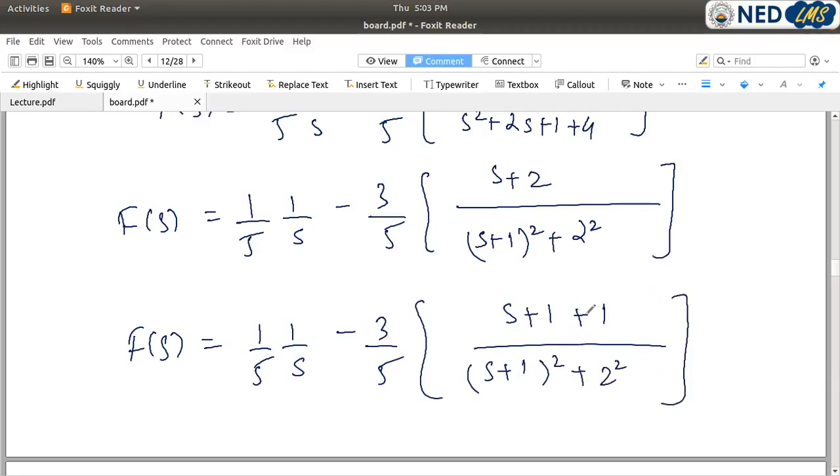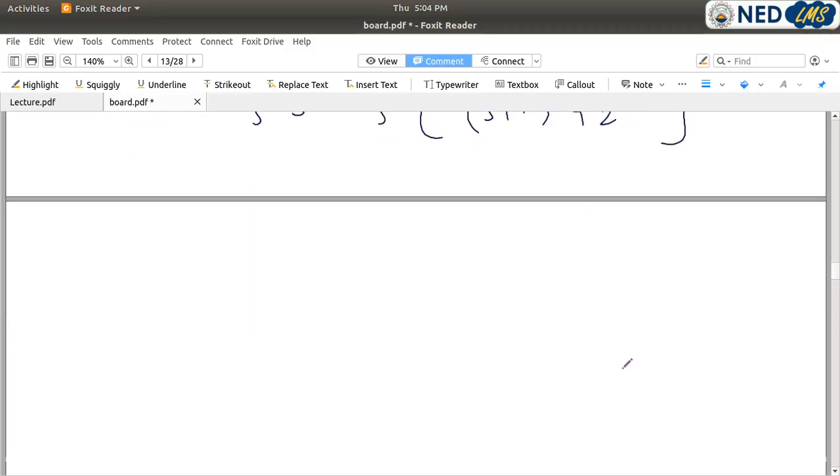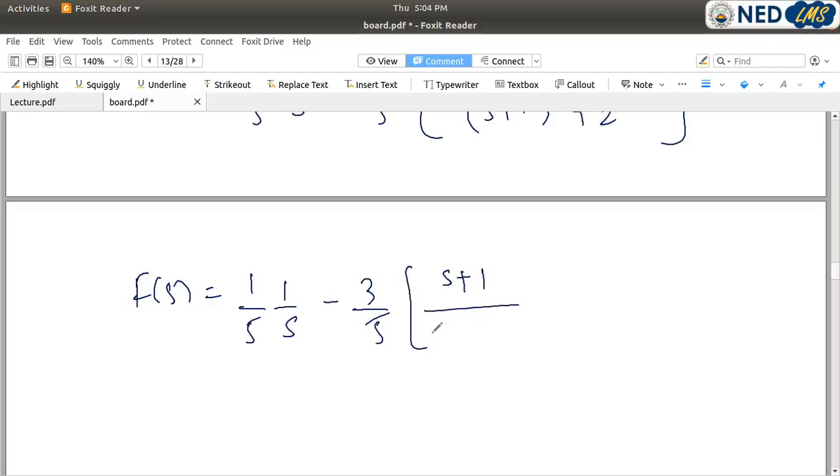Now divide the factors from here. So f of s will be 1 over s minus 3 by 5 into s plus 1 over s plus 1 whole square plus 2 square plus 1 over s plus 1 whole square plus 2 square.